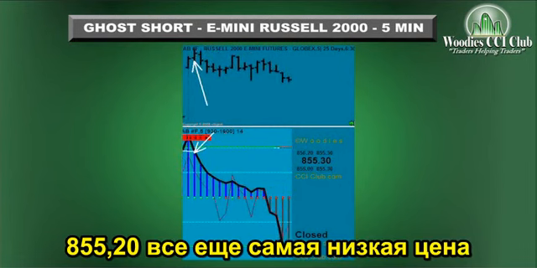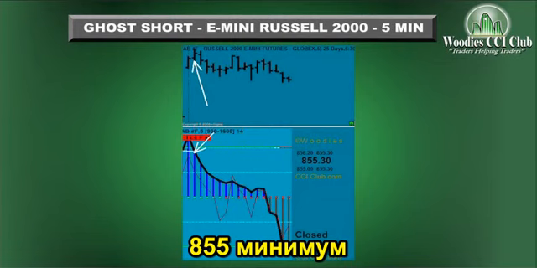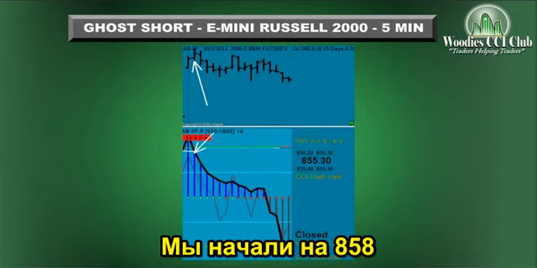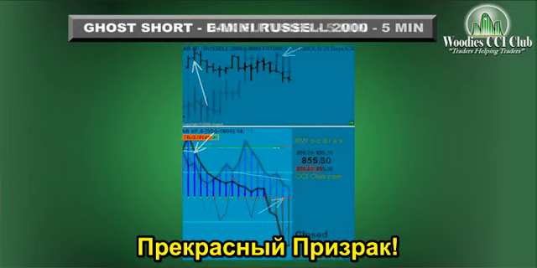$855.20 is still the low. 855. 855 was the low, and we got short at 858. So that's a 33 tick trade on that ghost. So, beautiful ghost pattern.